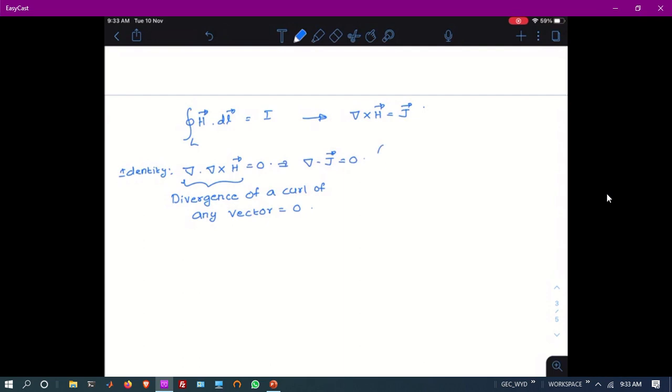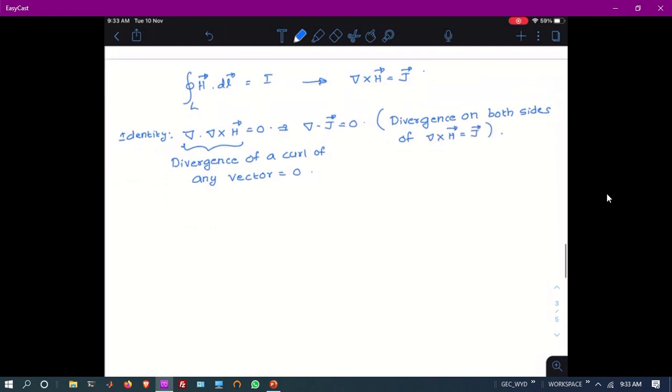Okay. So we took the divergence on both sides of del cross H is equal to J. Okay. So which means del dot J is equal to 0. Okay. This is perfectly fine, but there is a catch. Okay. So the catch is like this.